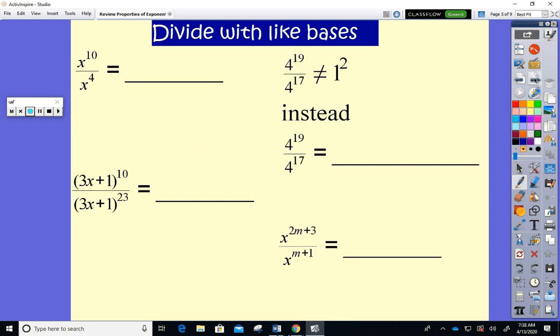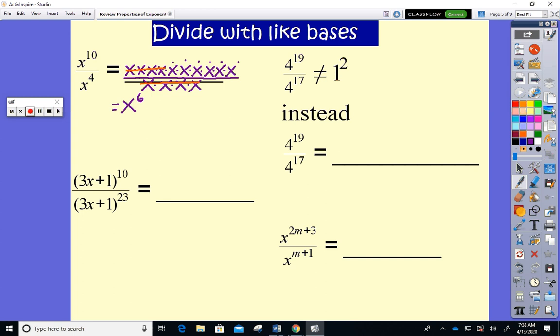Now, we are going to divide. So if your bases are alike and you're dividing, all you do is subtract exponents. So look at this first problem. X to the 10th would be x, x, x, 4, 5, 6, 7, 8, 9, 10. Okay? Over x to the 4th would be 1, 2, 3, 4. Now, what I can do is say these four x's divide out with these four x's. And then what you've got left, if I count, is 1, 2, 3, 4, 5, 6. So I would know that was x to the 6th. Now, that's really what's going on.